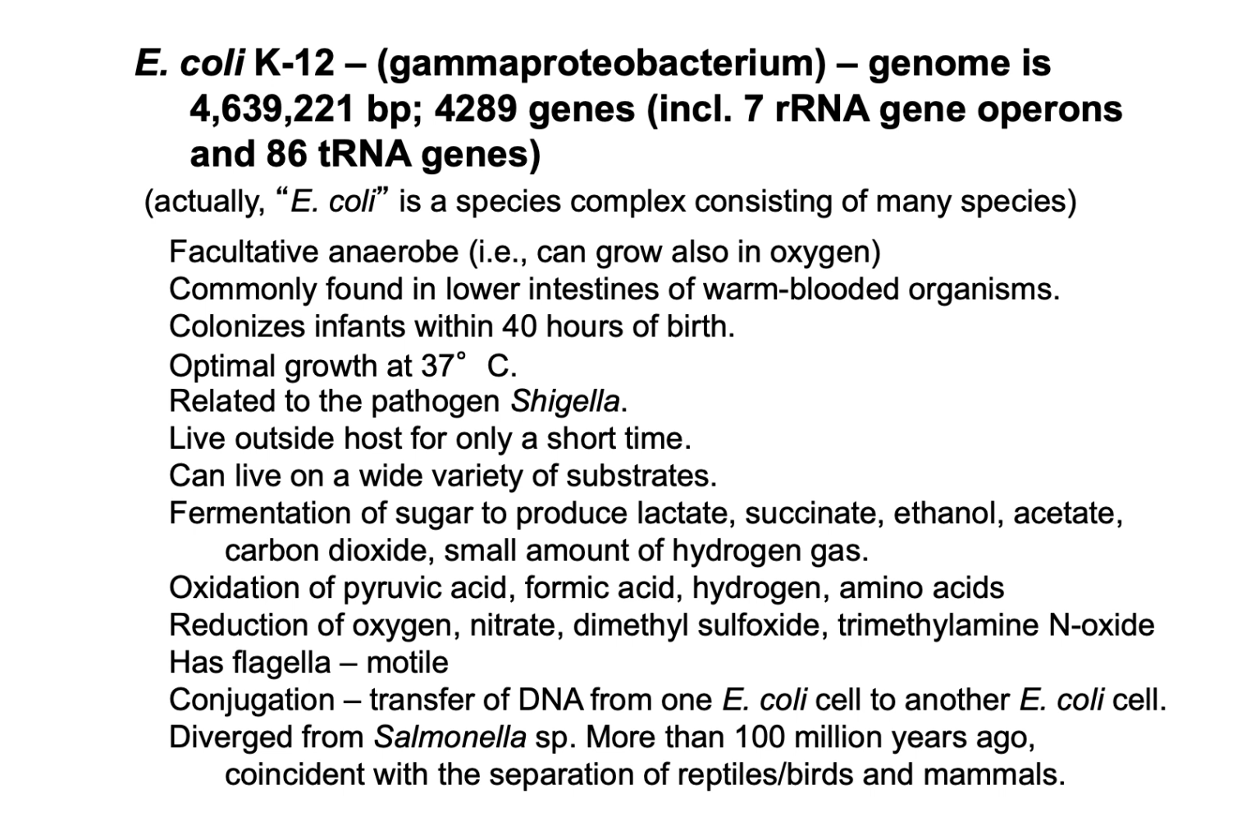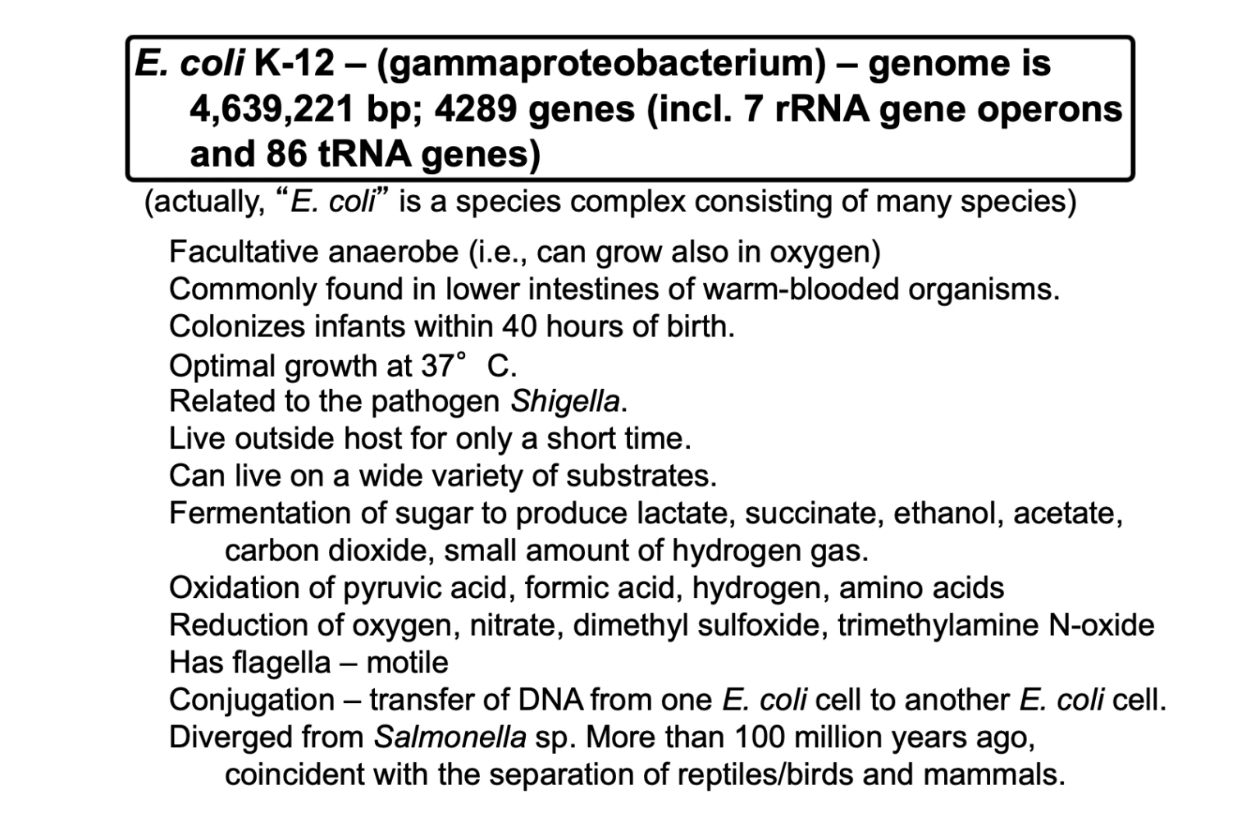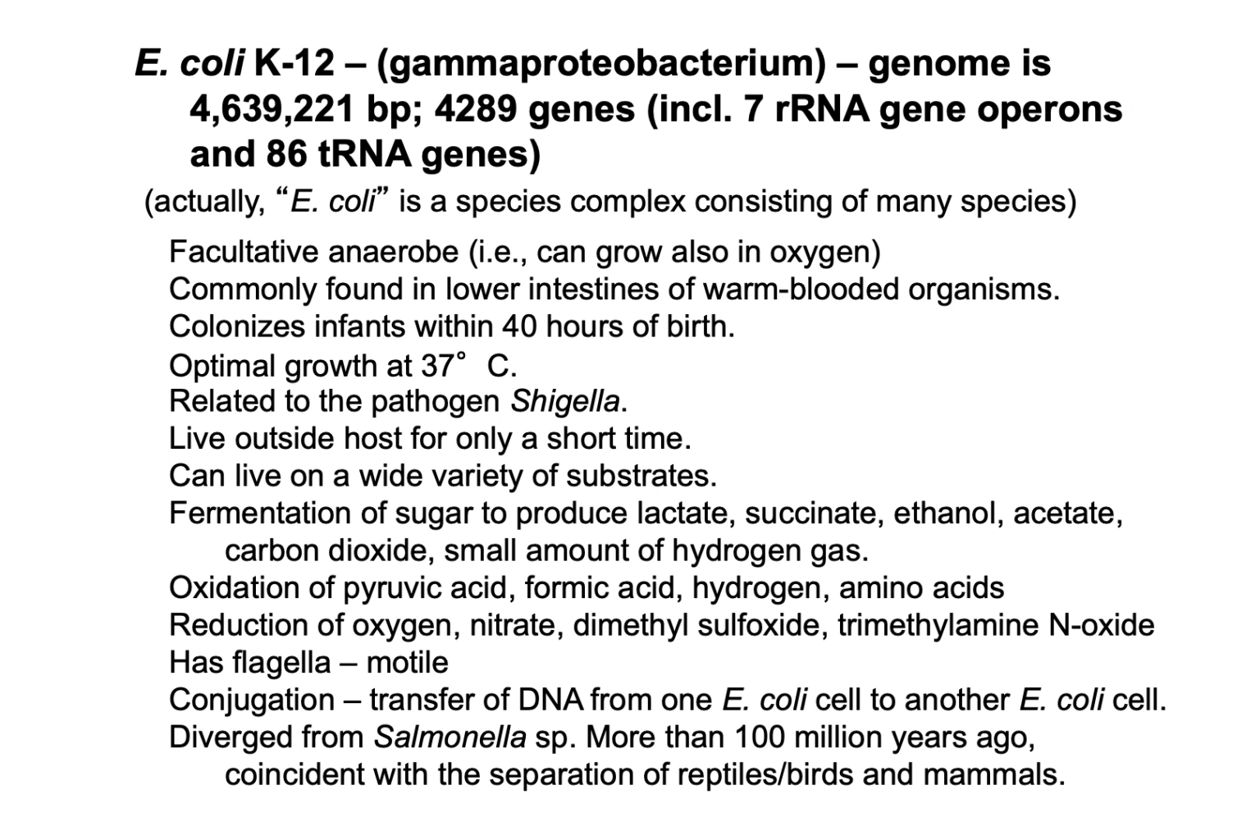First, a little bit about what E. coli does. So this is E. coli K12. It's a gamma proteobacterium. The genome size is just a little over 4.6 million base pairs, and it has almost 4,300 genes, including 7 ribosomal RNA gene operons.